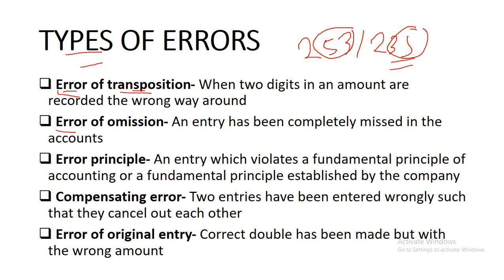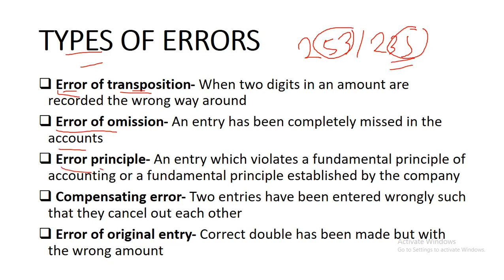Then error of omission: an entry has been completely missed in the accounts. This means that entry has not been recorded anywhere. So we've made a sale, but that sale has not been recorded. We made a purchase, but that purchase has not been recorded. We've paid for an expense, but that expense has not been recorded anywhere in the books. That's an error of omission.